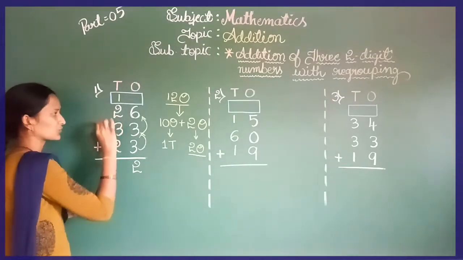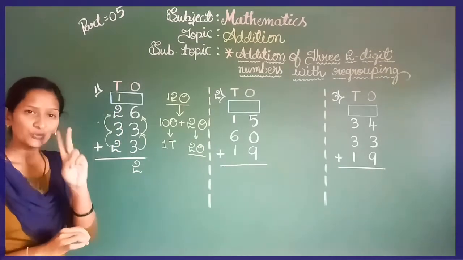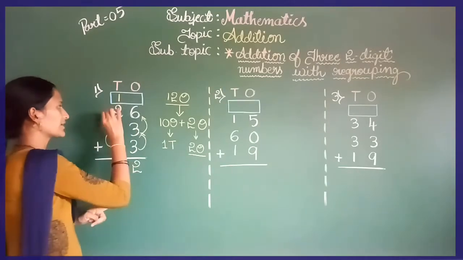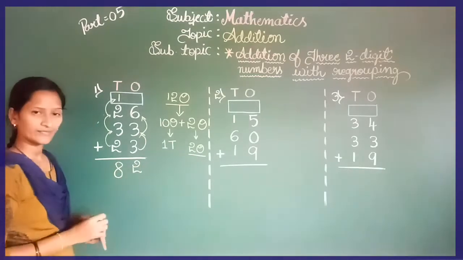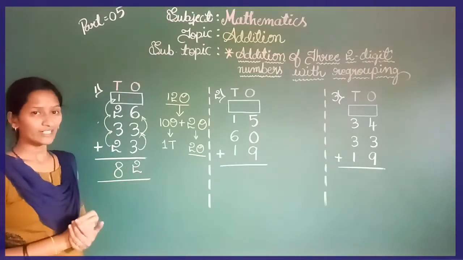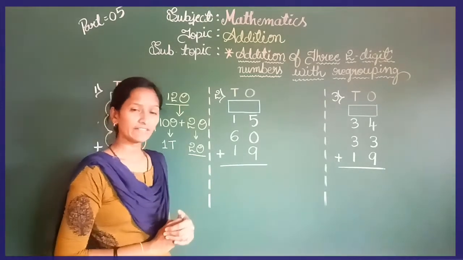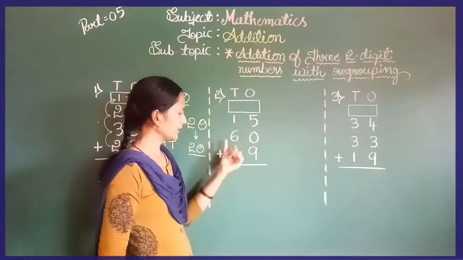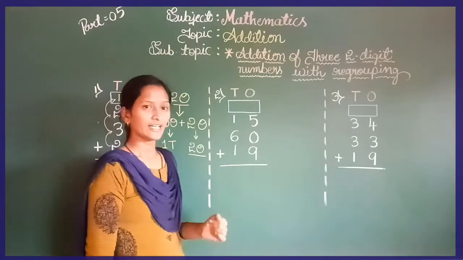5 plus 2 is 7. 7 plus 1 is 8. Okay? So which is our sum? 82 is our sum. Come to the second one. The given numbers are 15, 60, 19, right? Yes.